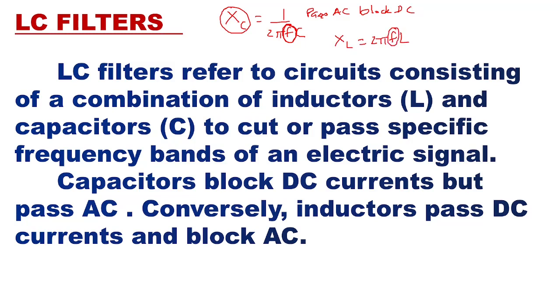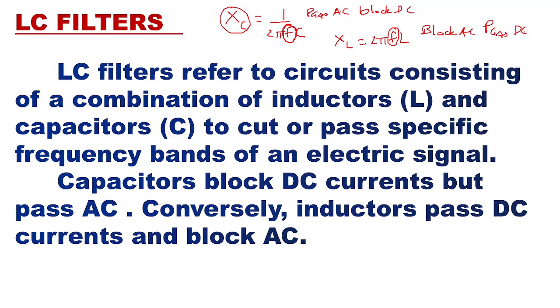So that means if the frequency is high, reactance is more, it is going to block AC. And if the frequency is less, the reactance is less, it is going to pass DC, because DC will be of lower frequency.